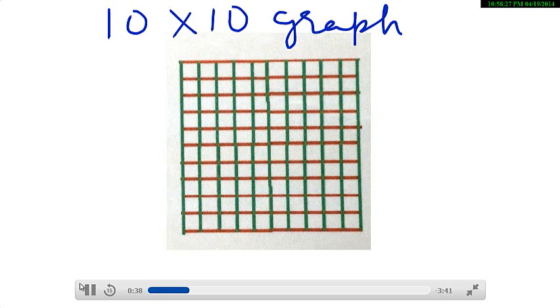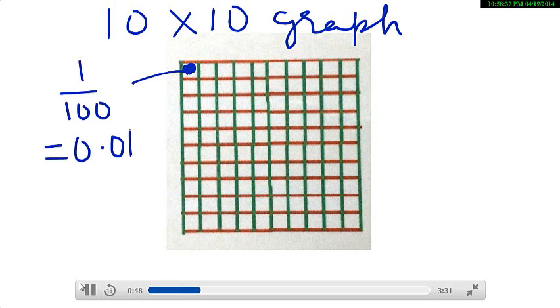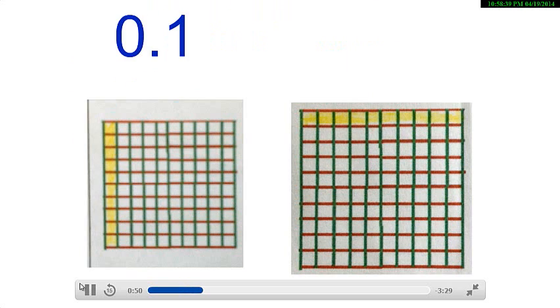Each small square, right here I will mark the small square, represents 1 out of 100, which is nothing but 0.01. To represent 0.1 or 1 by 10, on your graph sheet, shade 10 squares vertically or 10 squares horizontally.